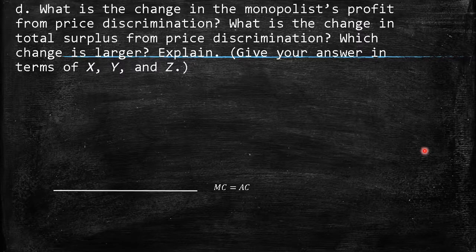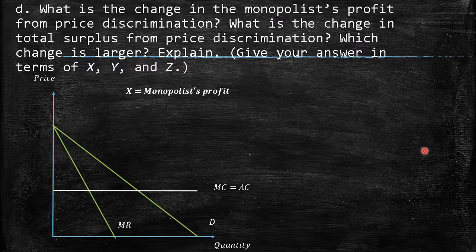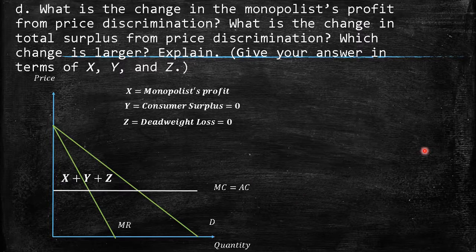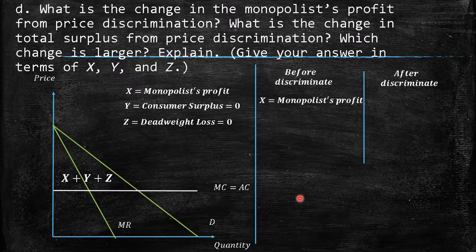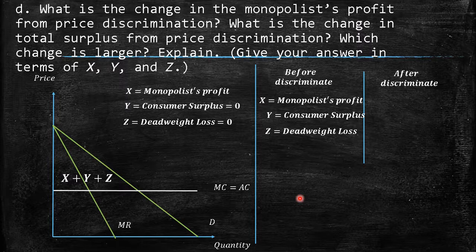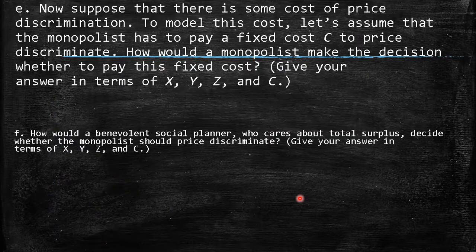D part: what is the change in the monopolist's profit from price discrimination? What is the change in total surplus from price discrimination? Which change is larger? Explain. So here we have again the graph. This should be X plus Y plus Z, the total monopolist profit. So it's not going to be just X, it's going to be X plus Y plus Z. Before discrimination, X was the monopolist's profit, Y was the consumer surplus, and Z the deadweight loss. After discrimination, the monopolist gets X plus Y plus Z.